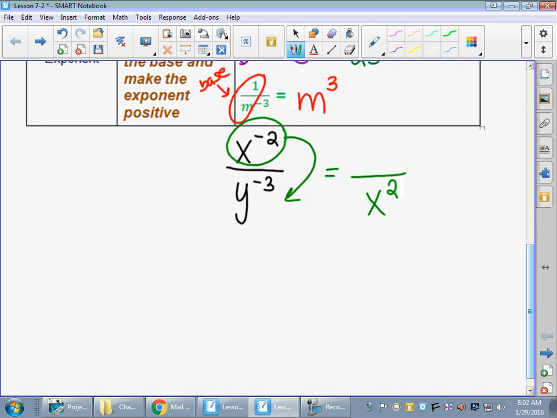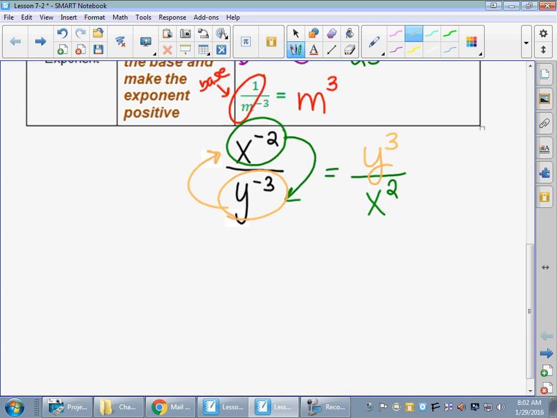Because x over 1 is like 1 over x. I'm just taking each one of these pieces separately. And then this y to the negative 3, in order to make it a positive exponent, I'm going to move it to the other side of that fraction. So I'm really going to have a y up in the numerator because it started in the denominator. And then my negative 3 exponent becomes positive.